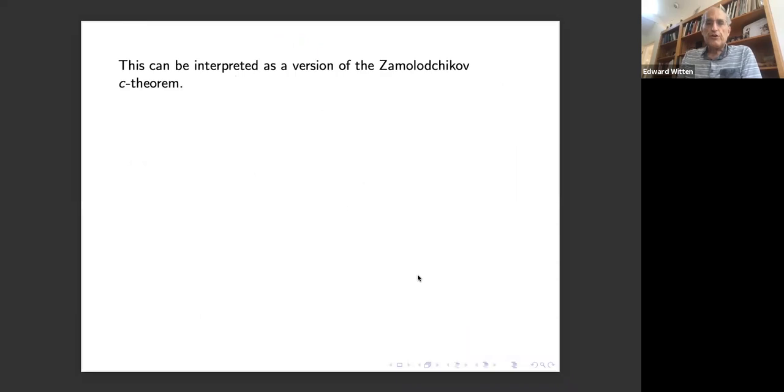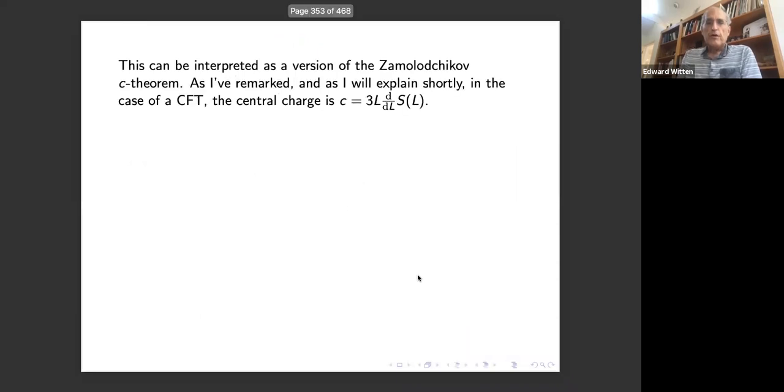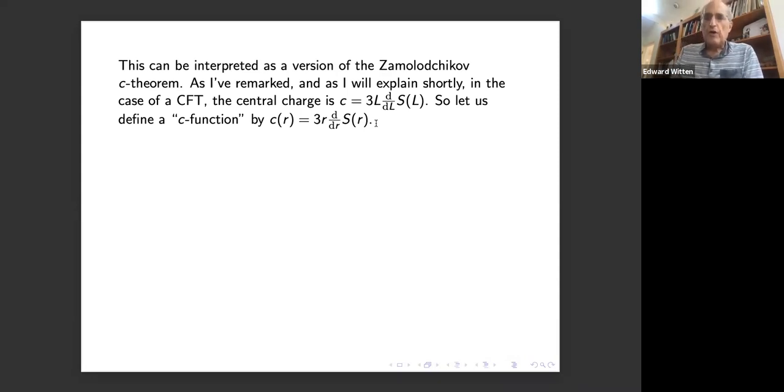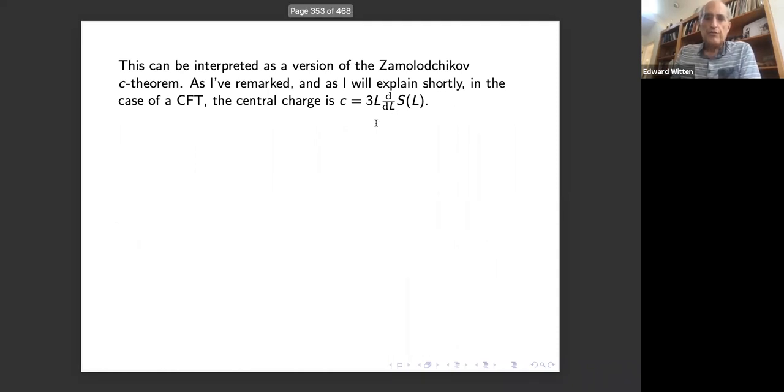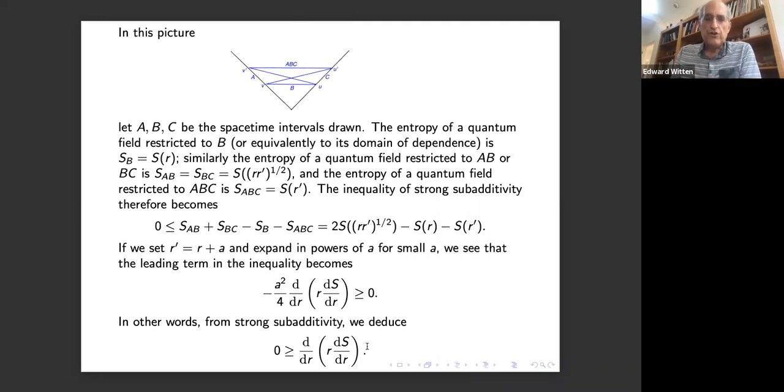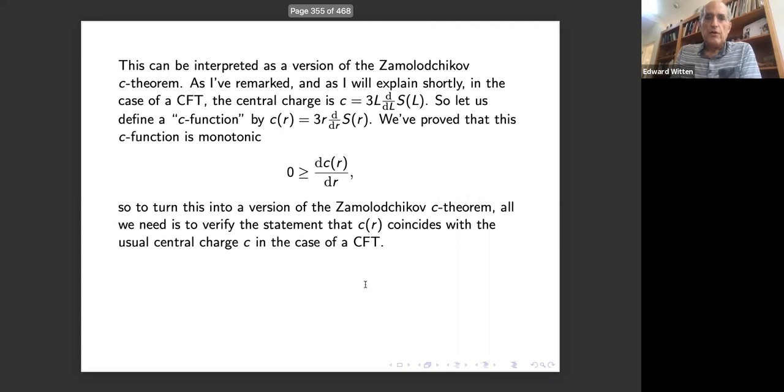This can be interpreted as a version of the Zamolodchikov C theorem. As I've remarked and will also explain shortly, in the case of a CFT, the central charge is 3L d by dL of S of L. So let's define a C function by C of R equals 3R d by dR of S of R. The point of that definition is that C, defined that way, agrees with the standard C when you're in a CFT. So what we proved was that the C function is monotonic. In other words, the inequality we deduced from strong sub-additivity precisely says that this C function has a negative derivative.